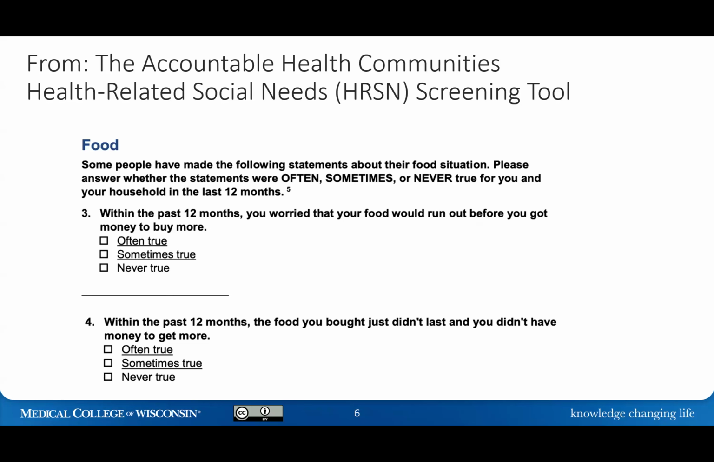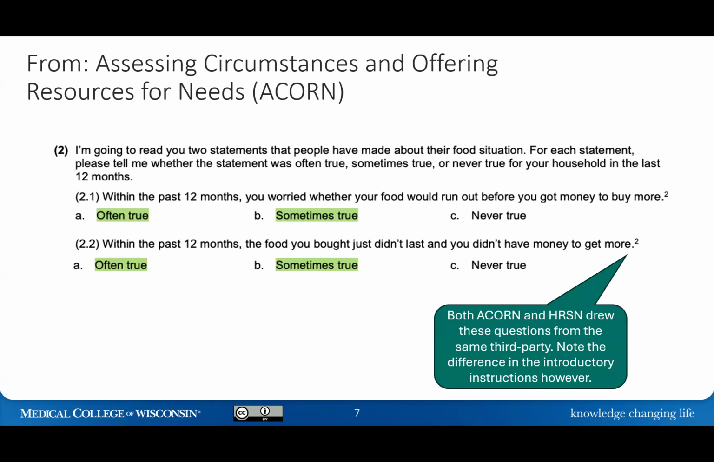Another tool that's commonly used is the health-related social needs screening tool. This one's about food. "Within the past 12 months, you worried that your food would run out before you got money to buy more. Often true, sometimes true, never true." And these introductory instructions are wordy, but notice that they differ from the ACORN screener, which asks the same questions exactly, but gives different instructions and preliminaries to answer them. And both ACORN and HSRN ripped these two questions off from a third party.